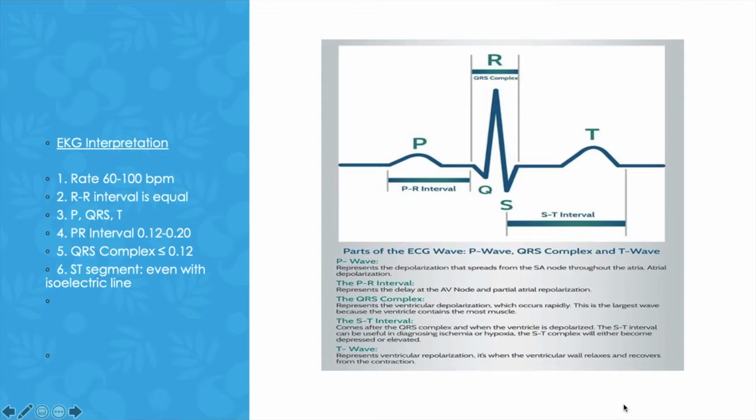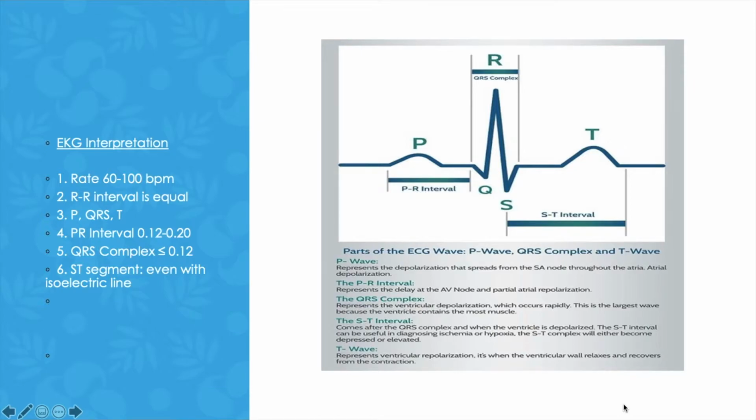The EKG interpretation is something that you need to know, and this could come up on your quizzes as a select all that apply. So make sure you know the 6 things that you need to monitor when you're looking at an EKG. First, a regular EKG should be between 60 to 100 beats per minute. Every R to R interval should be equal. So if you have a full EKG strip, from every R to R, it should be the same amount of little squares.